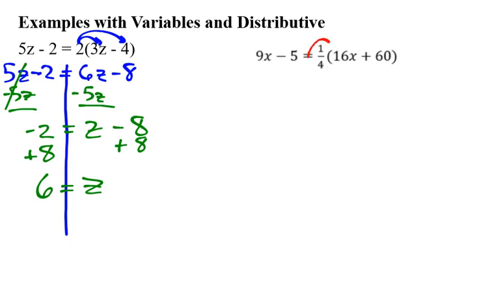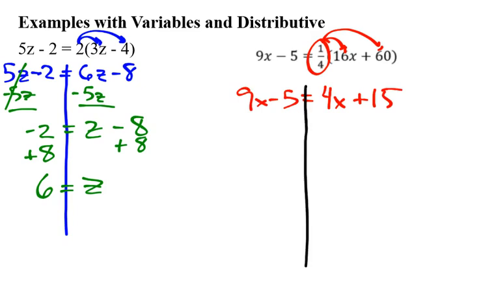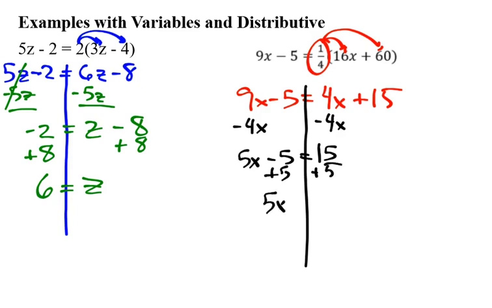The right-hand one we distribute again. We're taking the 1/4 and multiplying it in. So 1/4 times 16 is 4, and then the times x. And 1/4 times 60 is 15. And the left-hand side stays the same. And now we go through the solving process. We need to get all of the x's to the same side. The 4x is the smaller one. I'm going to subtract 4x from both sides. 5x minus 5 equals 15. Add 5 to both sides. 5x is equal to 20. Divide by 5. X is equal to 4.